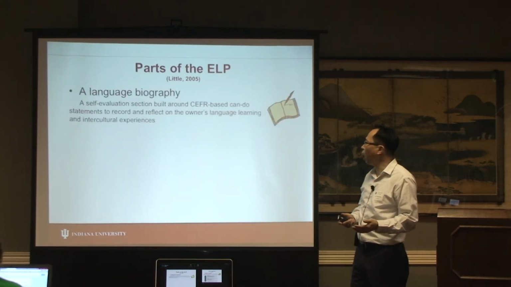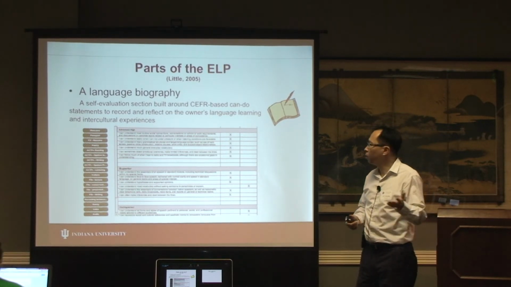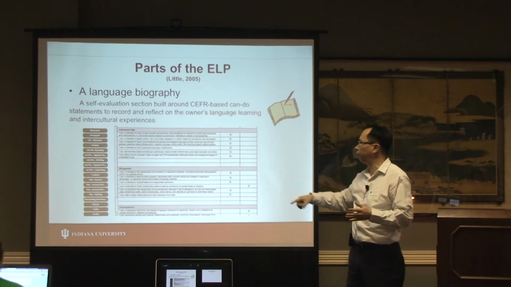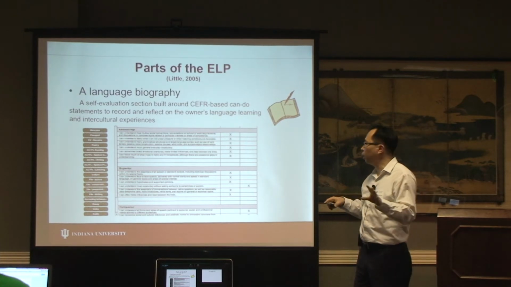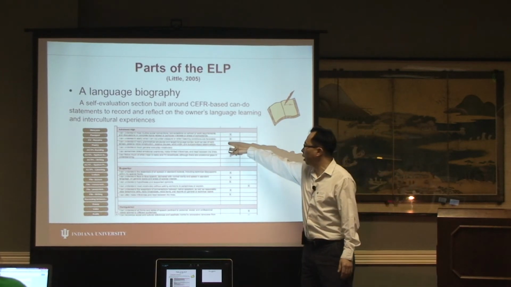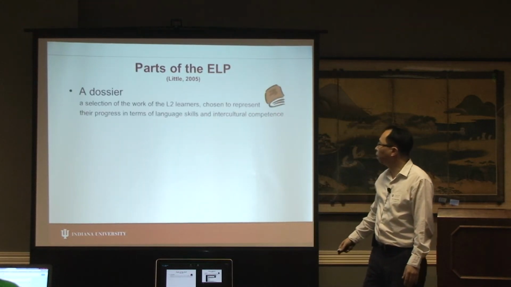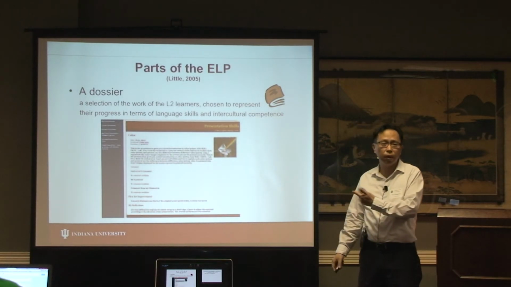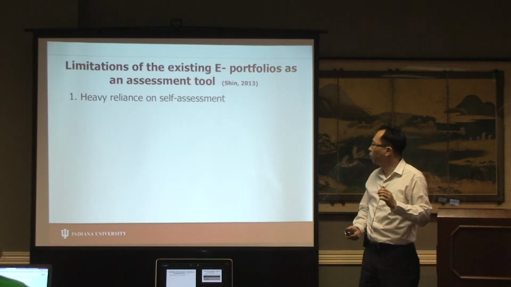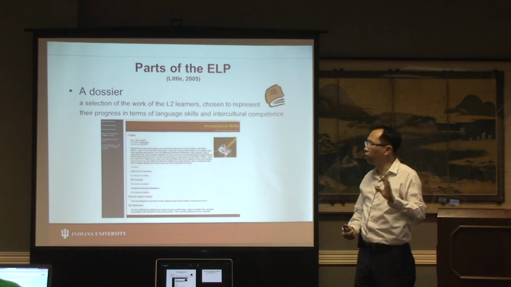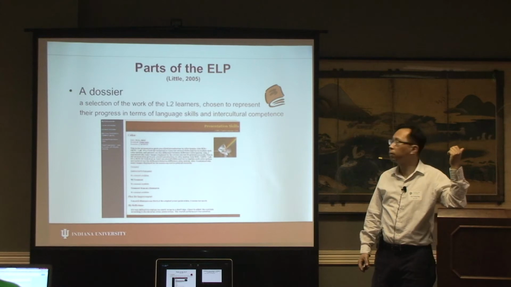And then the language biography is a summary of their language competence. They actually have a kind of checklist. It's more detailed information about what they can do in the languages. So they have descriptors for each skill. And then finally, the dossier is really important, right? This is the collection of students' works. So those are the 3 obligatory components of the existing portfolio tools.